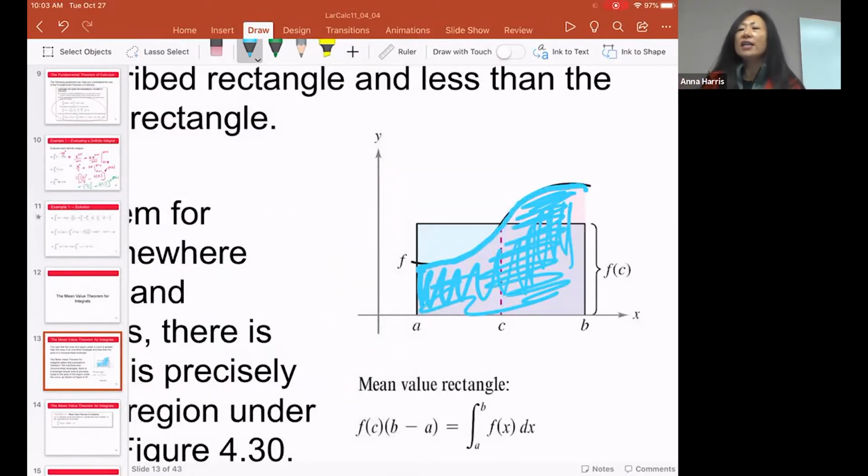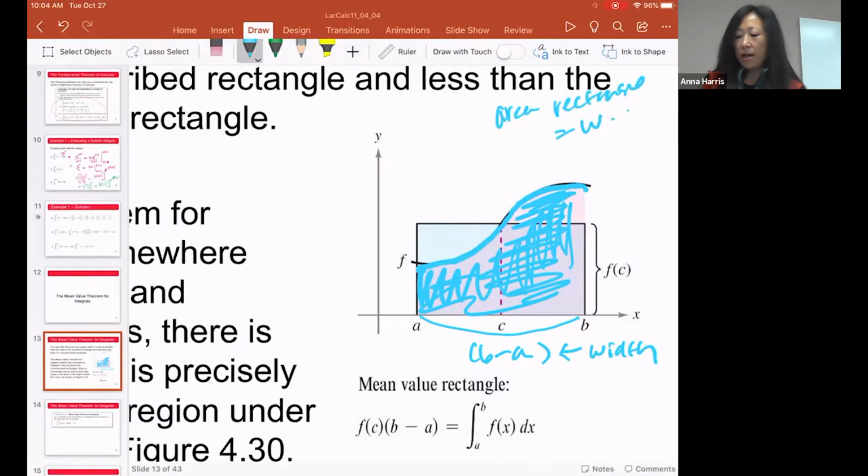But I want to find this area using a rectangular shape, because we know how to find the area of a rectangle, right? The area of a rectangle is base times, in this case the base is this. That's my width. So the area of a rectangle is always width times length, or I can say width times height. They're the same thing.